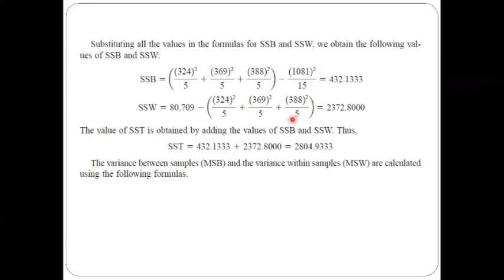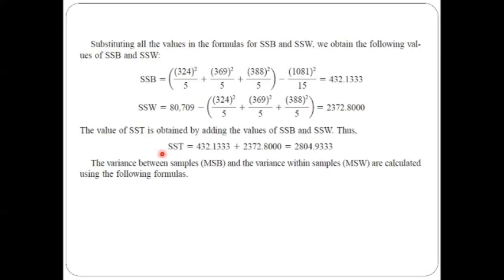And then with the application of the formula, gamitin na natin yung formula, then for the value of the SSW, we have 2,372.8. And after nun, di ba, sabi natin, meron tayong formula to get the SST natin. Kukunin muna natin yung value ng SSB and then yung value ng SSW, and then i-add natin siya to get the value of SST. So therefore, when we add the value of SSB and the value of SSW, we will get the value of SST as 2,804.9333.